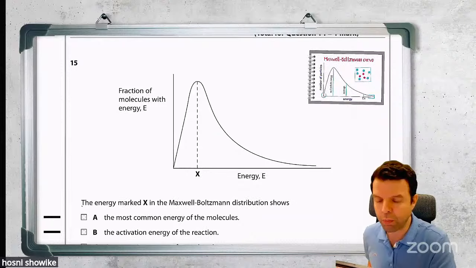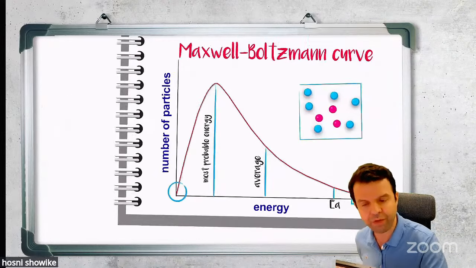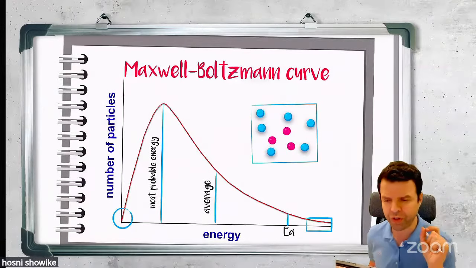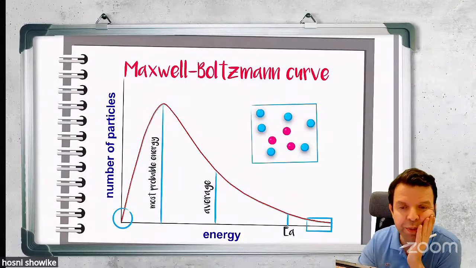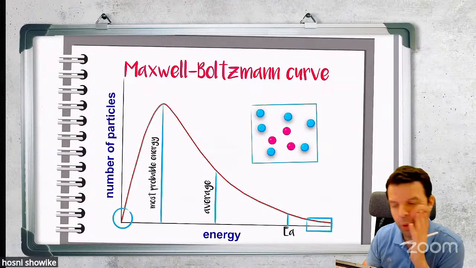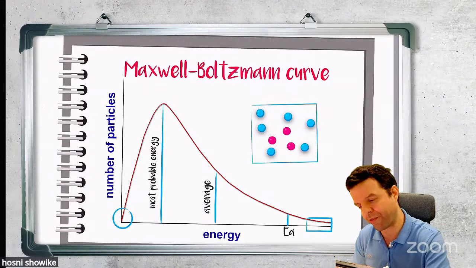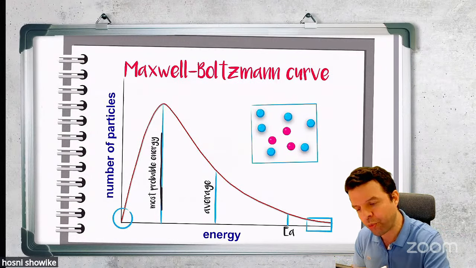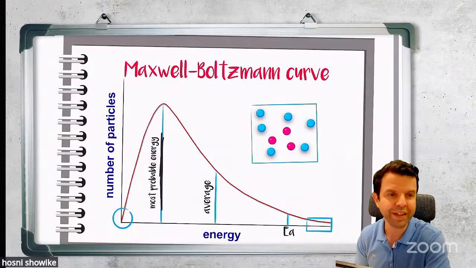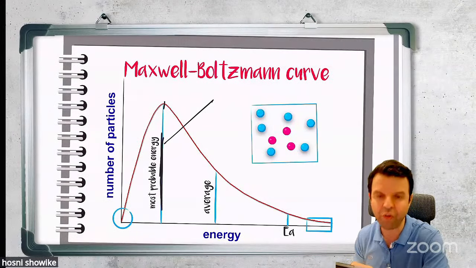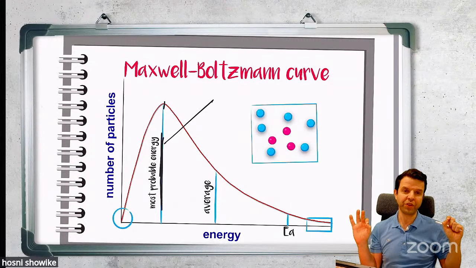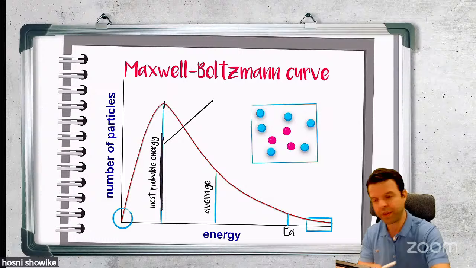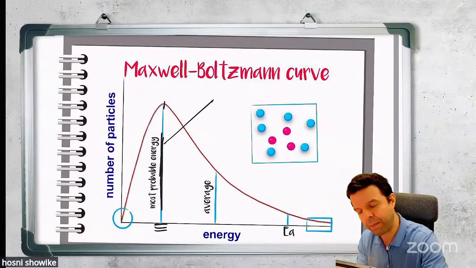The Maxwell-Boltzmann curve comes in every paper. Small questions, not like it's going to be a big topic, but it's helpful to revise here. Look, in the curve, we always have what? We always have the most probable energy. What does that mean? This peak of the curve represents the largest number of particles with this amount of energy.